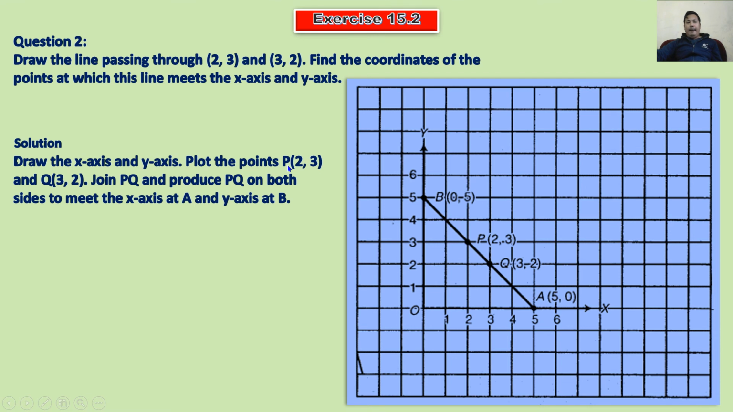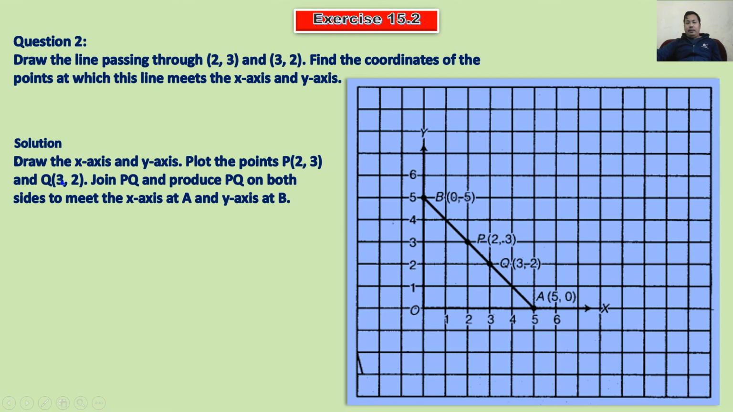Okay, point P is (2, 3). So the value of x is 2, and from here you have to come up so that it meets at a point where the value of y is 3. Yes, this is the point here. So make this point. Just put a point here and name that P, that is (2, 3).